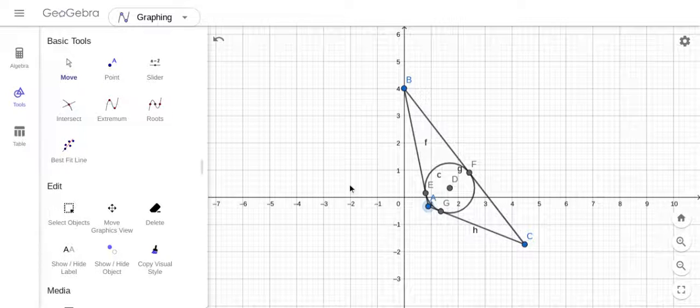Using this, we can handle different situations where we will need a certain point which is at the same distance from all the sides, or the same distance from all the vertices. In those cases we can make use of the incenter and the circumcenter.